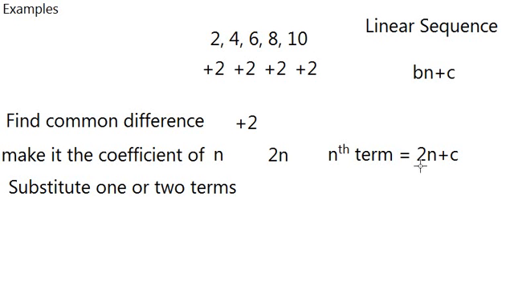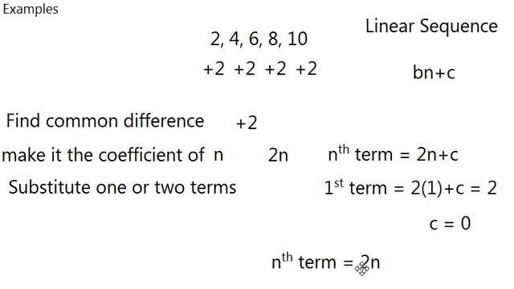So when n is 1, we know that it is the first term, and so the first term will be equal to 2 times 1 plus c, which is actually 2, so we can draw this equation. And we can rearrange everything so that, in this case, c is equal to 0. So the nth term is just 2n. That is how you solve a linear sequence. Most of the time c will not be 0, but in this case it is.